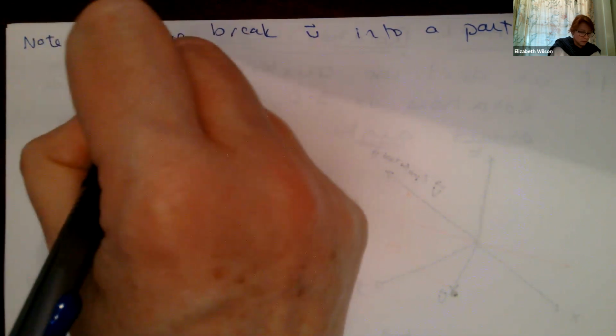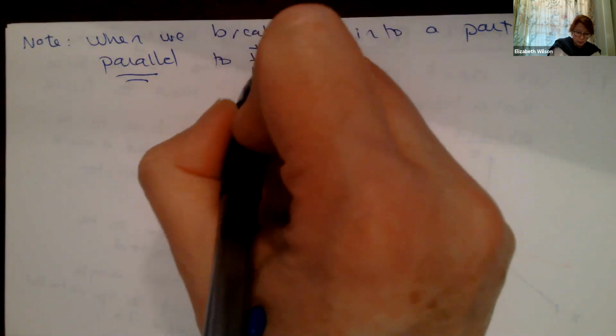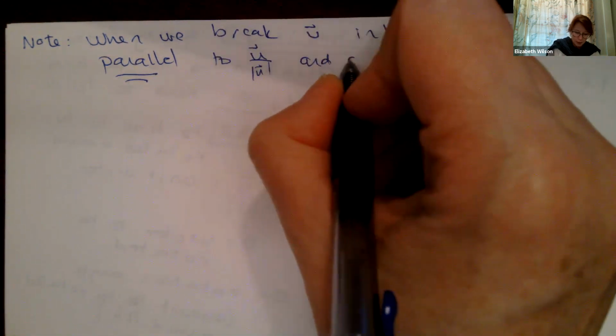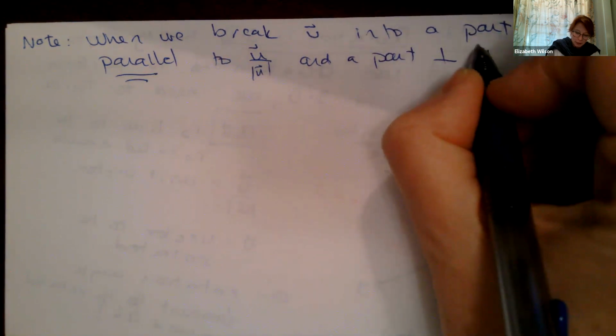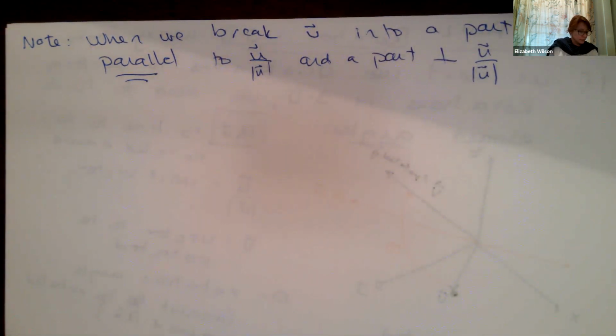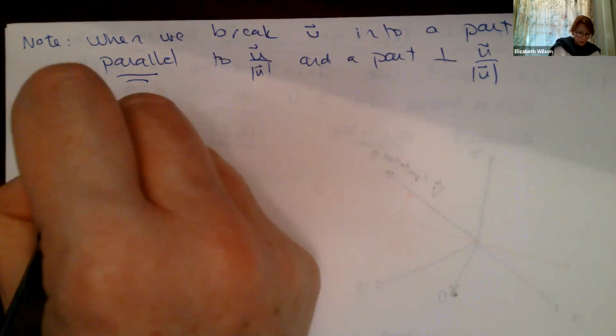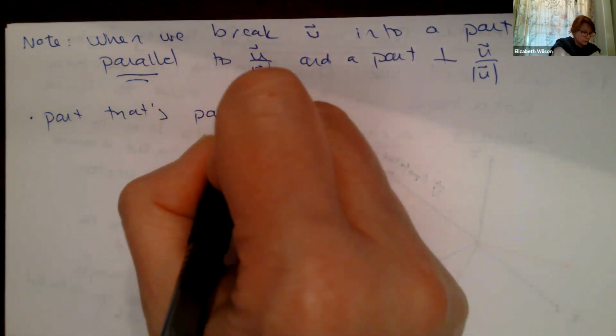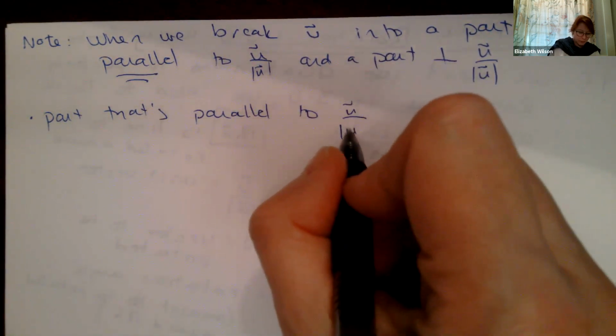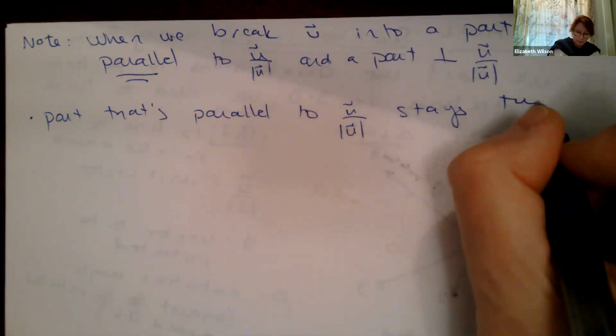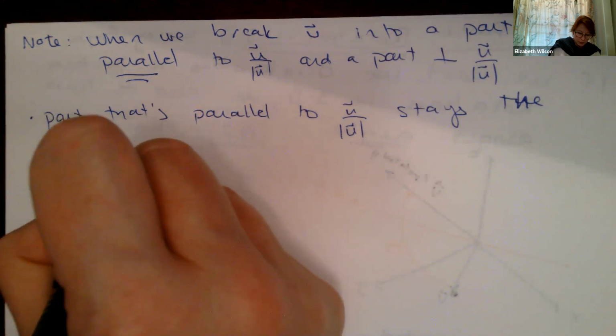So some things to note are this. When we're going to break our vector v into a part that's parallel to our u, our unit vector, and a part perpendicular to our unit vector, the part that's parallel to our unit vector stays the same under rotation.